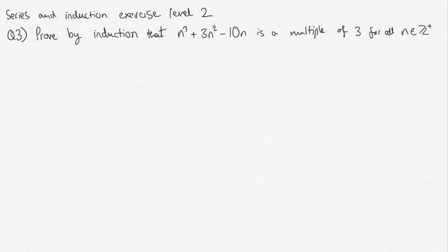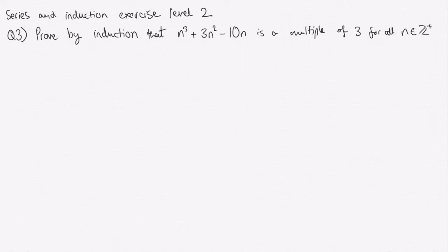In this question, I want to provide the solution to exercise level 2, question 3 from the series and induction section of year 2 further maths core. So we're asked to prove by induction that n cubed plus 3n squared subtract 10n is a multiple of 3 for all n in the positive integers.